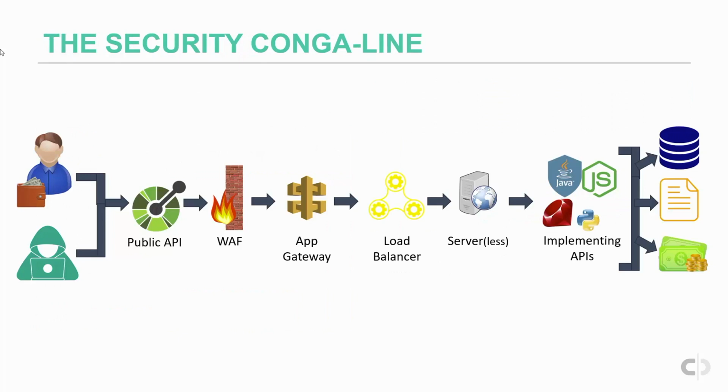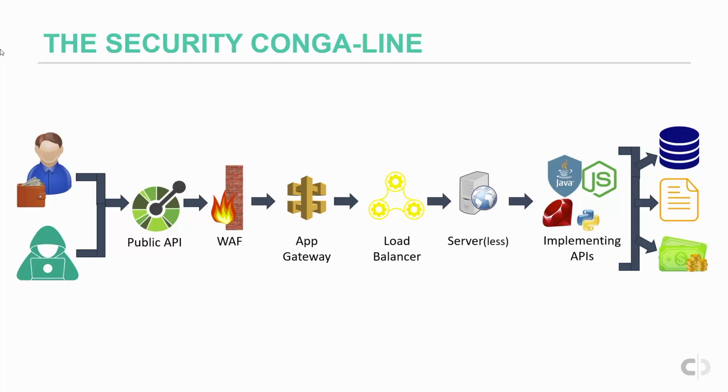Now, when we go to see what would actually be watching with that telemetry, I want to look at what different practitioners in the industry are calling the security conga line, which is, as someone goes to make a request into an application, be they a normal user or an attacker, they tend to make that request in through the public API, your Swagger or OpenAPI, or however you expose those endpoints.